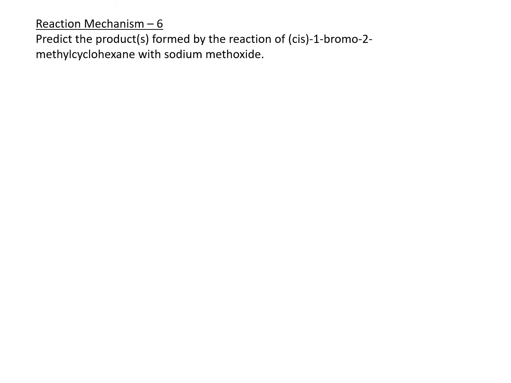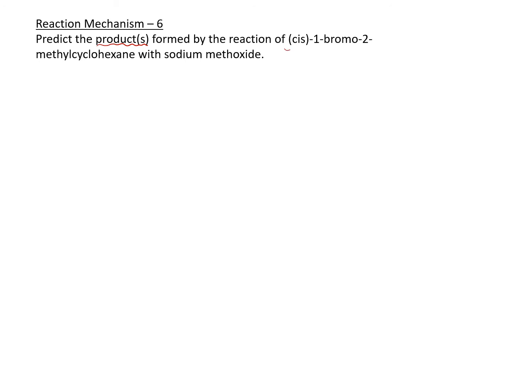Predict the products formed by the reaction of cis-1-bromo-2-methyl cyclohexane with sodium methoxide. Okay, so let's look at this problem. Predict the products. We don't know whether it's going to be one or two. We're going to have to find out after we write the mechanism.